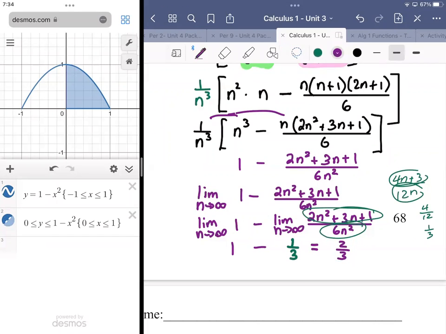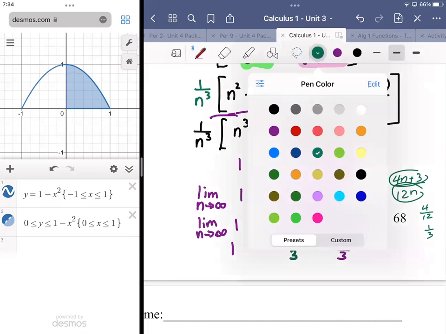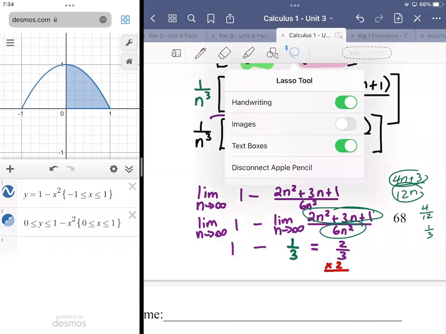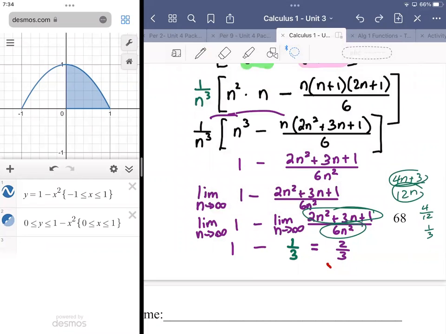But then we have to remember to double this. So we take this value and multiply it by 2. Because again, just looking at the Desmos screen here, this only gave us half of the desired area. So we multiply by 2 and we get 4/3.